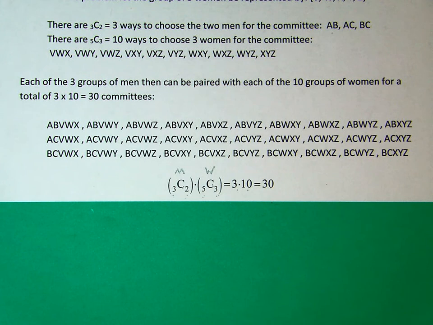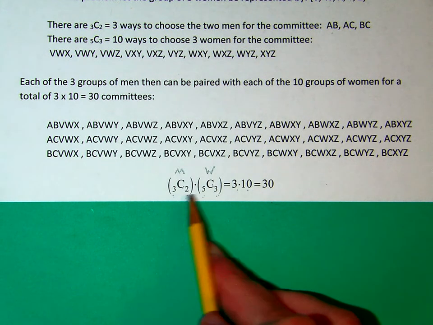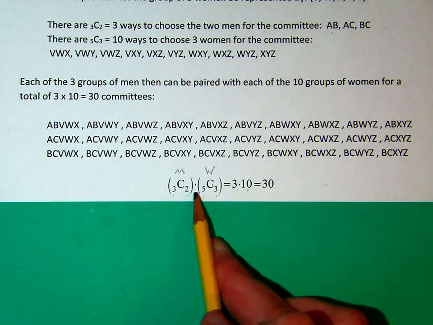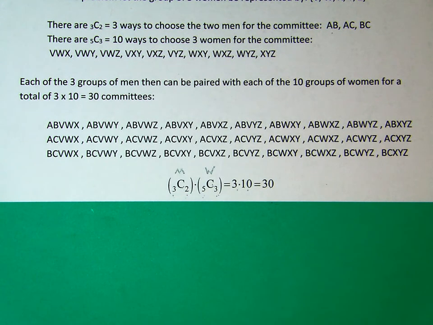So what happens here is we have a blend of the 2 strategies. The little parts of the problem are combinations, and then it's the fundamental counting principle with combining those together to get 3 times 10 is 30.